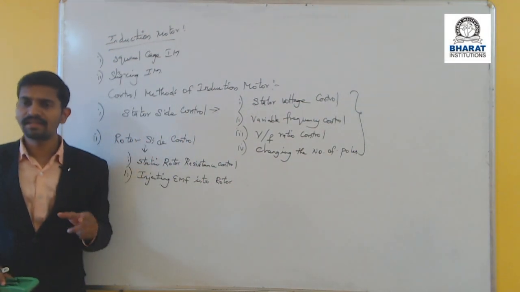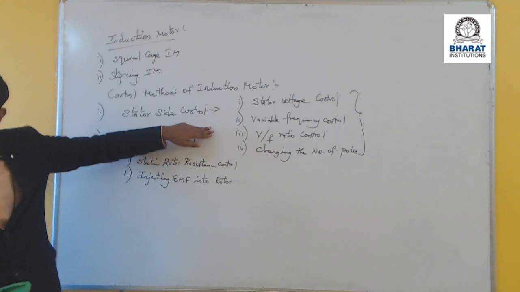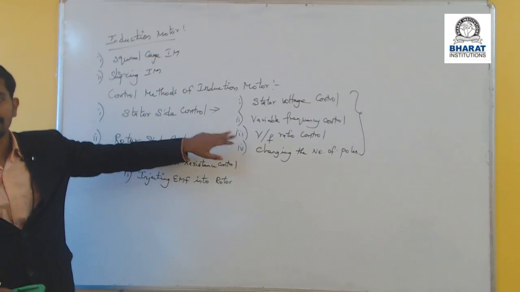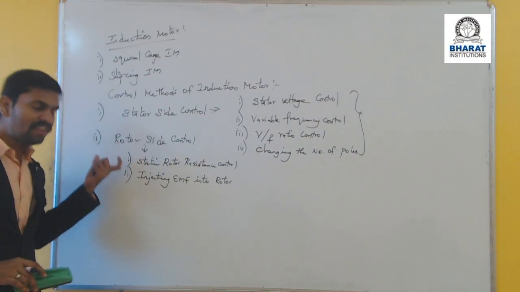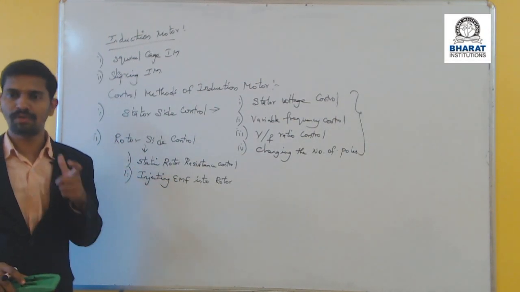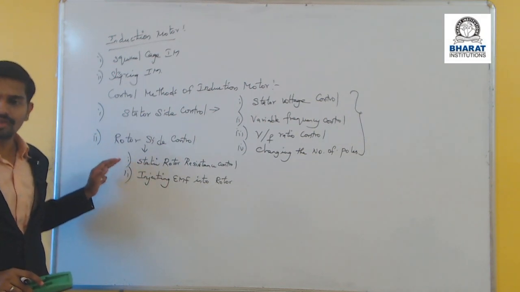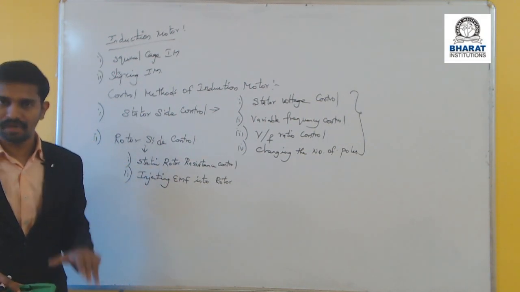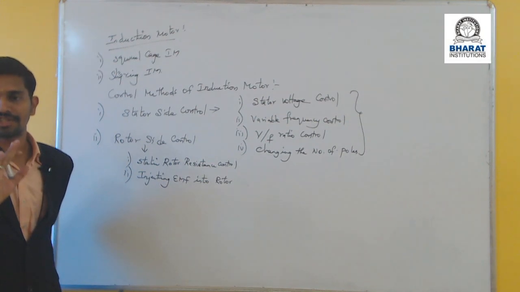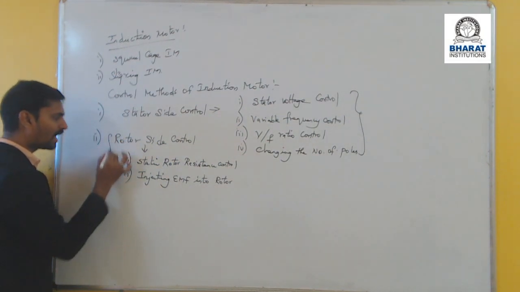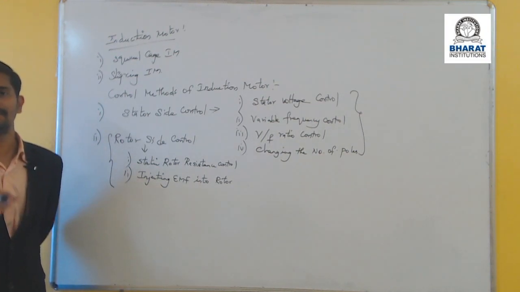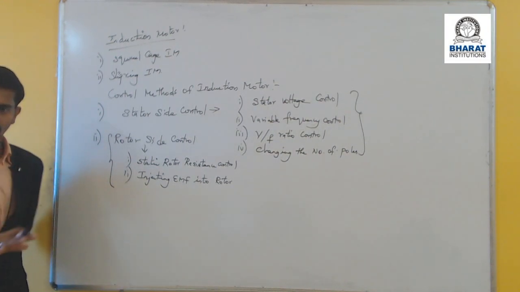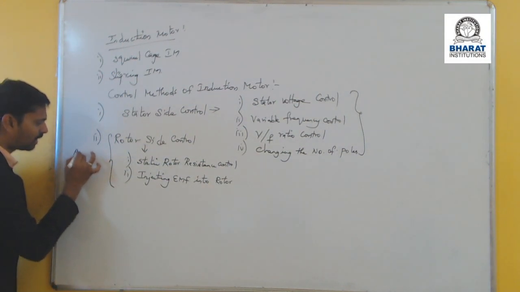So we know that the stator side control methodology is applicable for squirrel cage induction motors as well as slip ring induction motors. But whenever we are talking about the rotor side control methodology, it is only applicable for the slip ring induction motor. So we can't apply the rotor side control methodology for the squirrel cage induction motor.